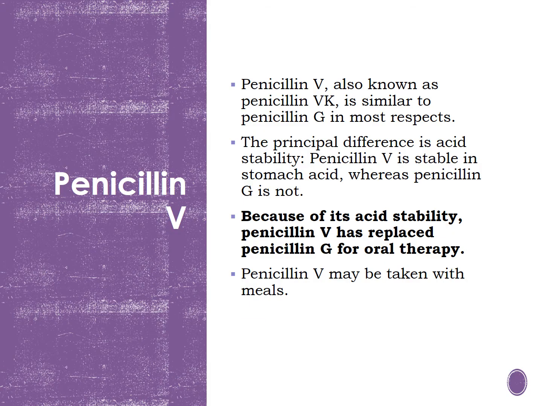First, we're going to talk about penicillin V. Penicillin V is also known as penicillin VK and is similar to penicillin G in most respects. The principal difference is acid stability. Penicillin V is stable in stomach acid, whereas penicillin G is not. Because of its acid stability, penicillin V has replaced penicillin G for oral therapy. Penicillin V may be taken with meals.